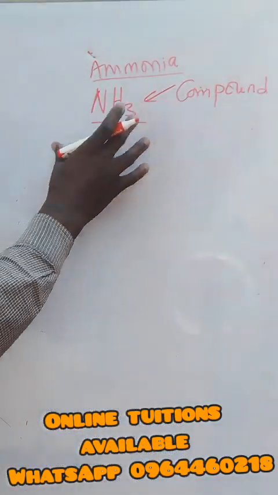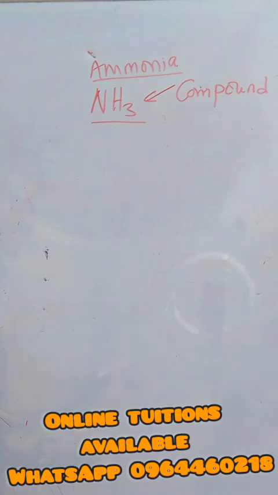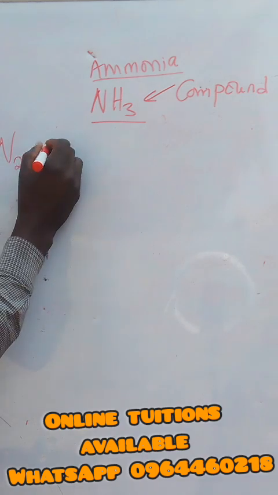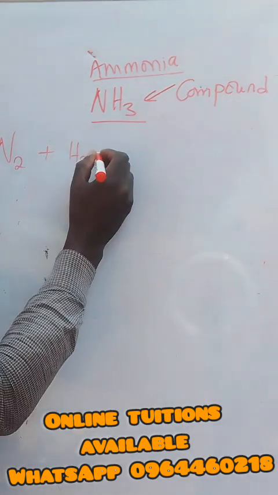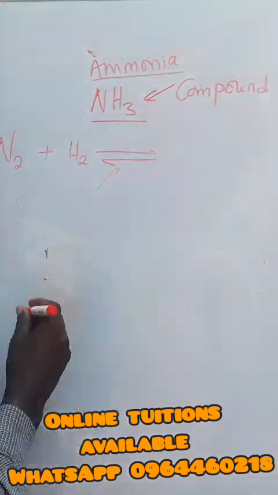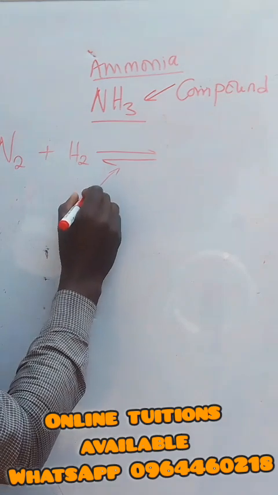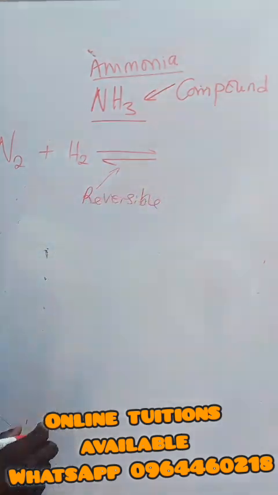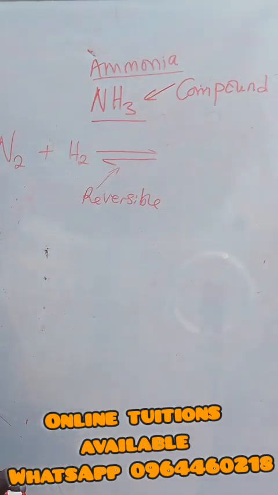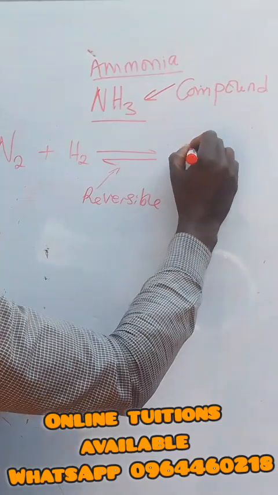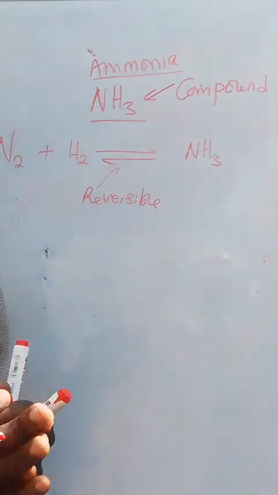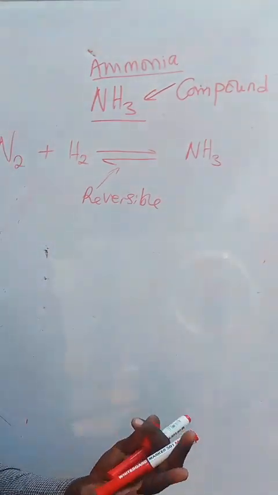Okay. Now we know that for ammonia, for us to have NH3, we get the reactants nitrogen and also hydrogen. Now you must also understand that this reaction is called a reversible reaction, and this symbol is what you call reversible. So these two symbols, the forward and backward, represent a reversible reaction. So what you're going to have is NH3.